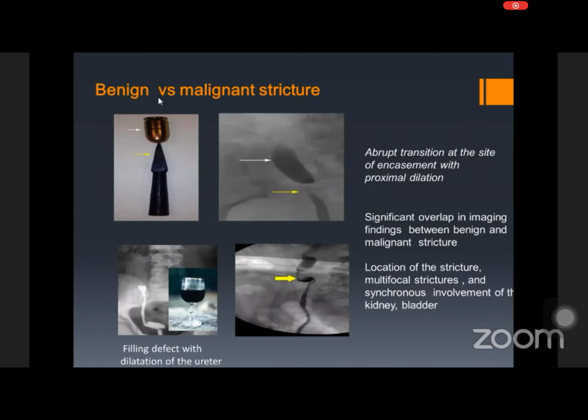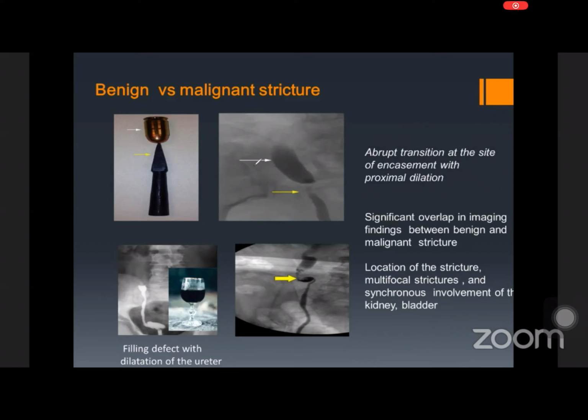So coming to differentiating between a benign and a malignant stricture, often it is difficult to distinguish between a benign and malignant stricture because there is some significant overlap. So there are certain clues which can help to differentiate. One is of course the history, for example, history of trauma or radiation. And next is the location of the stricture, often the multifocality of the strictures. So if there are multifocal strictures, it raises suspicion of a transitional cell carcinoma. And other findings like synchronous involvement of kidney or bladder. For example, as we discussed previously, in tuberculosis, there can be synchronous involvement of the kidney.